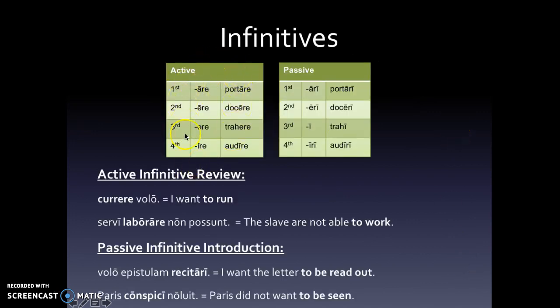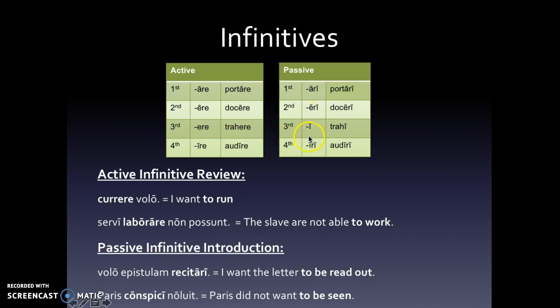Here we have our active infinitives, all four conjugations, along with some examples. And here we have our passive infinitives. So if portare is to carry, portari is to be carried. Notice they do follow similar patterns. So -are becomes -ari, -ere becomes -eri.